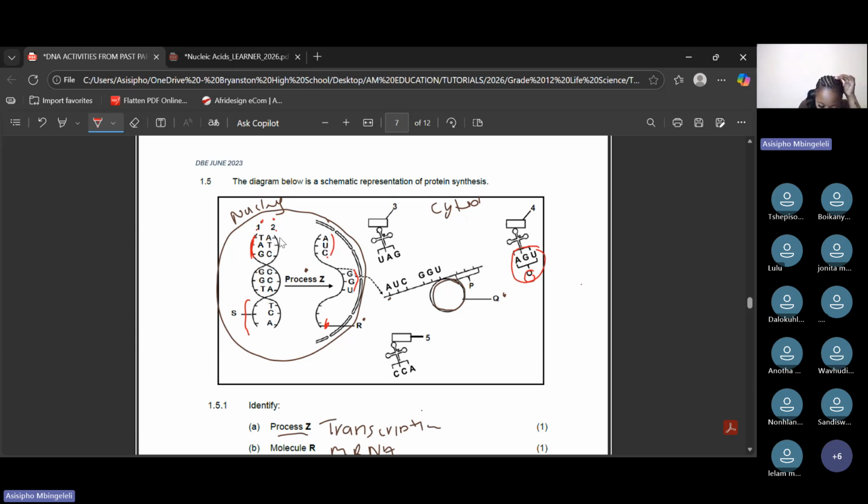Let's look at strand 2. Will A be complemented by A, or will A pair with A? No. So already strand 2 is out. But if we look at strand 1, T will be paired with A, that is correct, or complemented by A. A will be complemented by U. G will be complemented by C. So we use strand 1. That's how we figure it out.